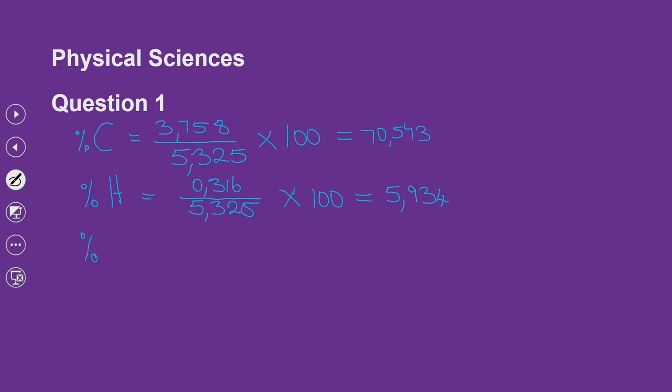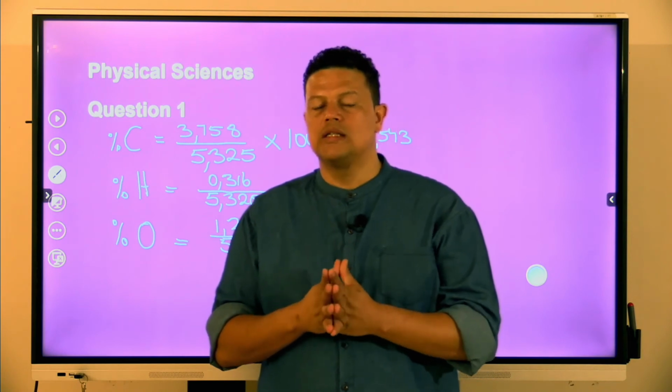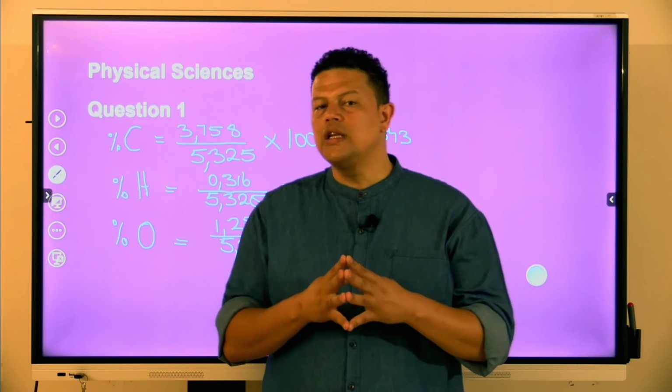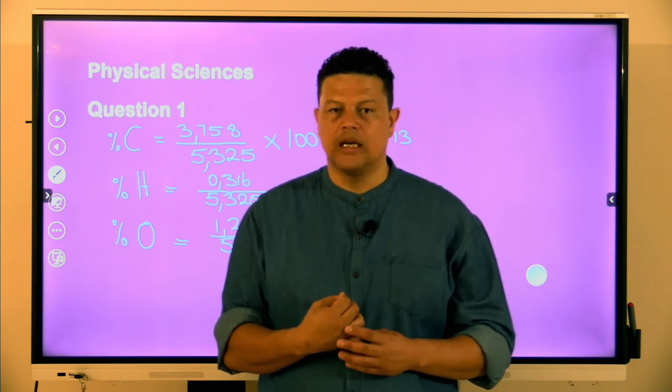Percentage oxygen is equal to, how much oxygen is in the sample? 1.251, of the complete sample, which is 5.325, sorry, not 24, it has to be 25. That is multiplied by 100 to get it into a percentage, and we find that it is 23.493%. We're not done yet. We've now got the percentage of each of these elements in our sample. What else do we need to do now? Now we need to calculate the number of moles present in our sample for each of these elements. Let's go and do that.